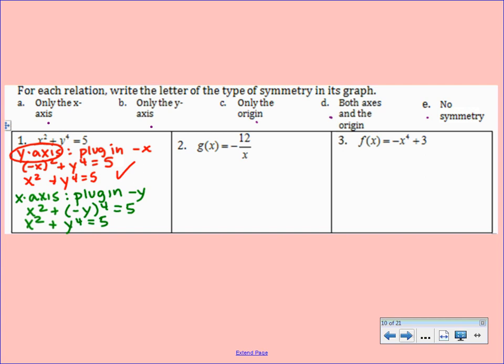So is this exactly the same as we started with? Yep. So then we have x-axis symmetry. Cool. Alright. One more color if you've got it. Origin. Plugging in negative for both. Negative on both.